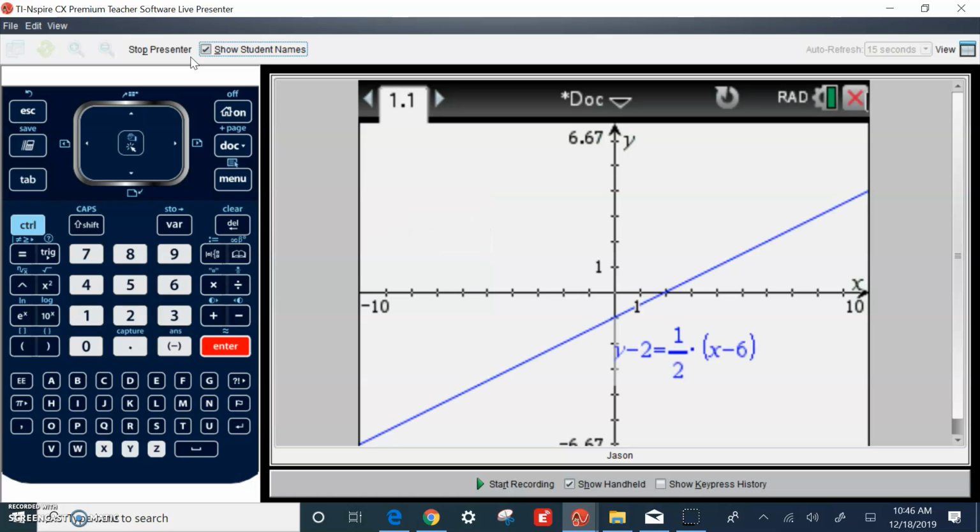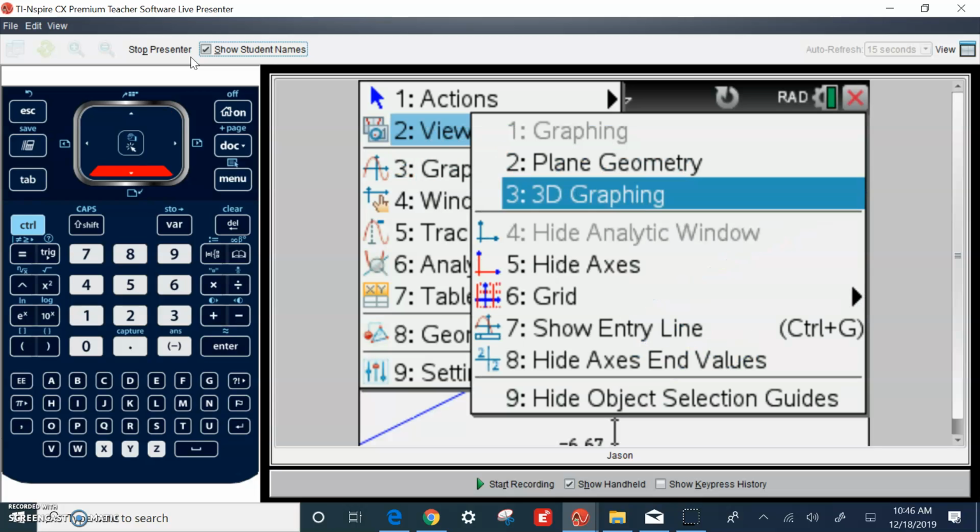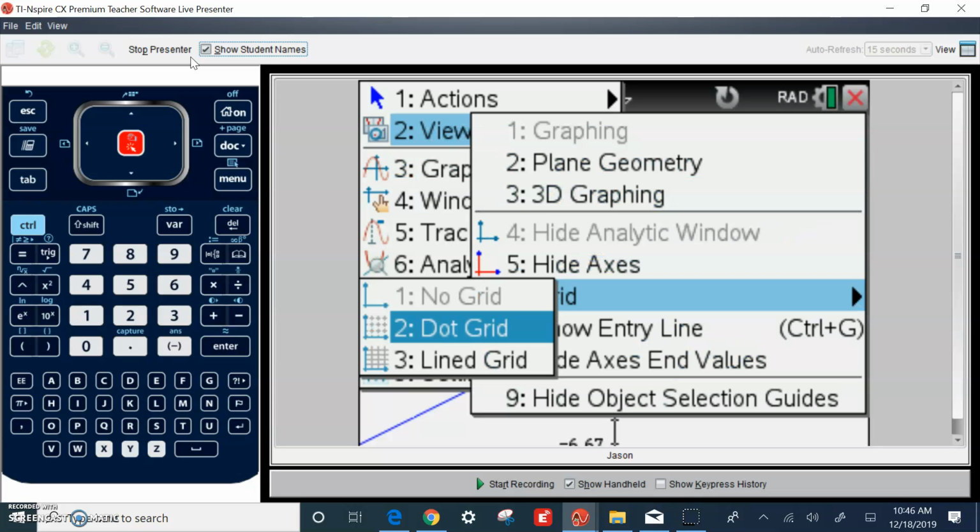Alright, enter. Alright, does it match? It's going through the 1? Yes. And if you want to be more specific, you could add a grid, menu view grid. There you go. And we want the line grid.